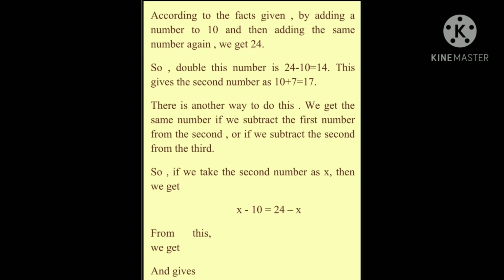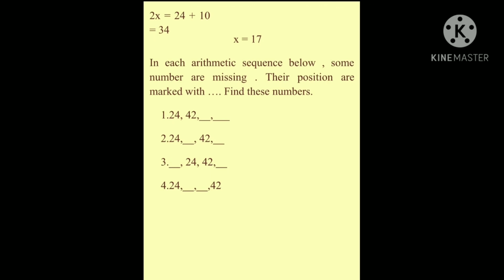There is another way to do this. We get the same number if we subtract the first number from the second or if we subtract the second from the third. So if we take the second number as x, then we get x minus 10 equal to 24 minus x. From this we get 2x equal to 24 plus 10, then 2x equal to 34. From this, x equal to 17.